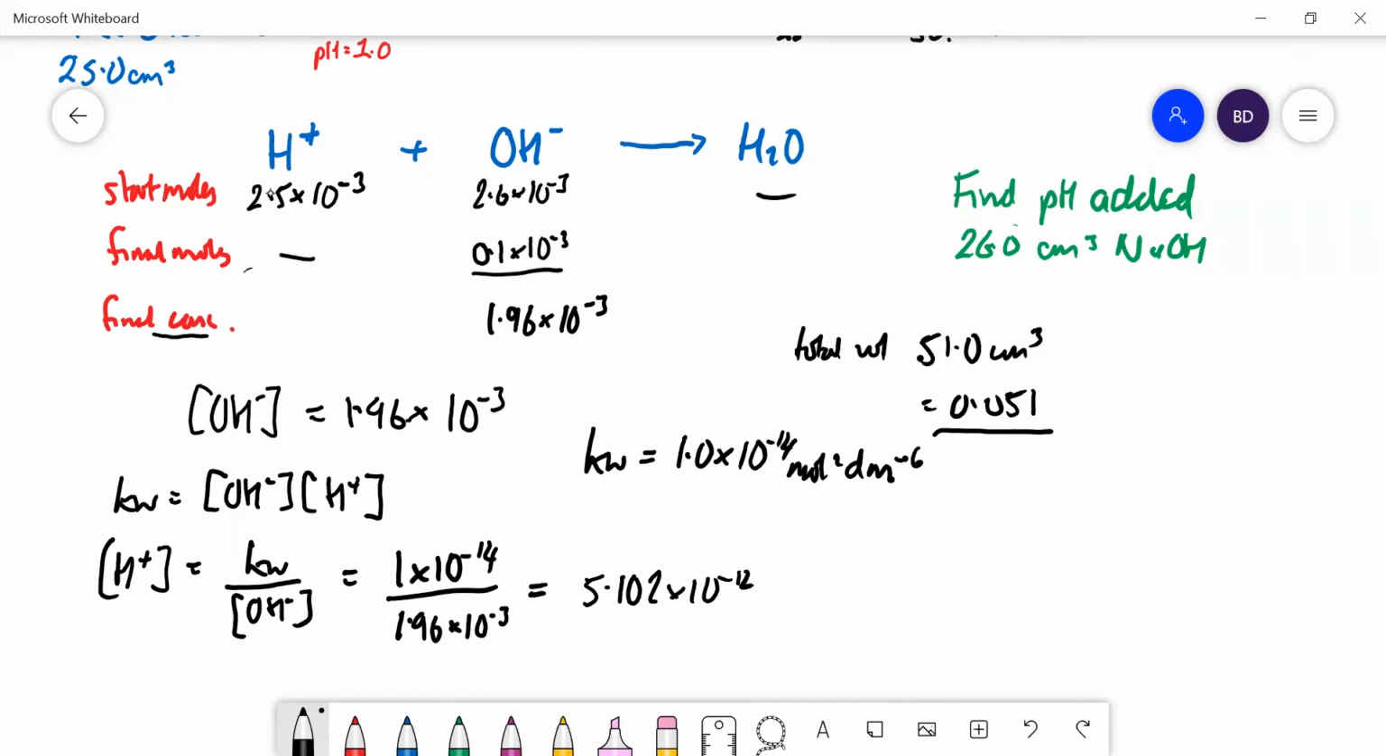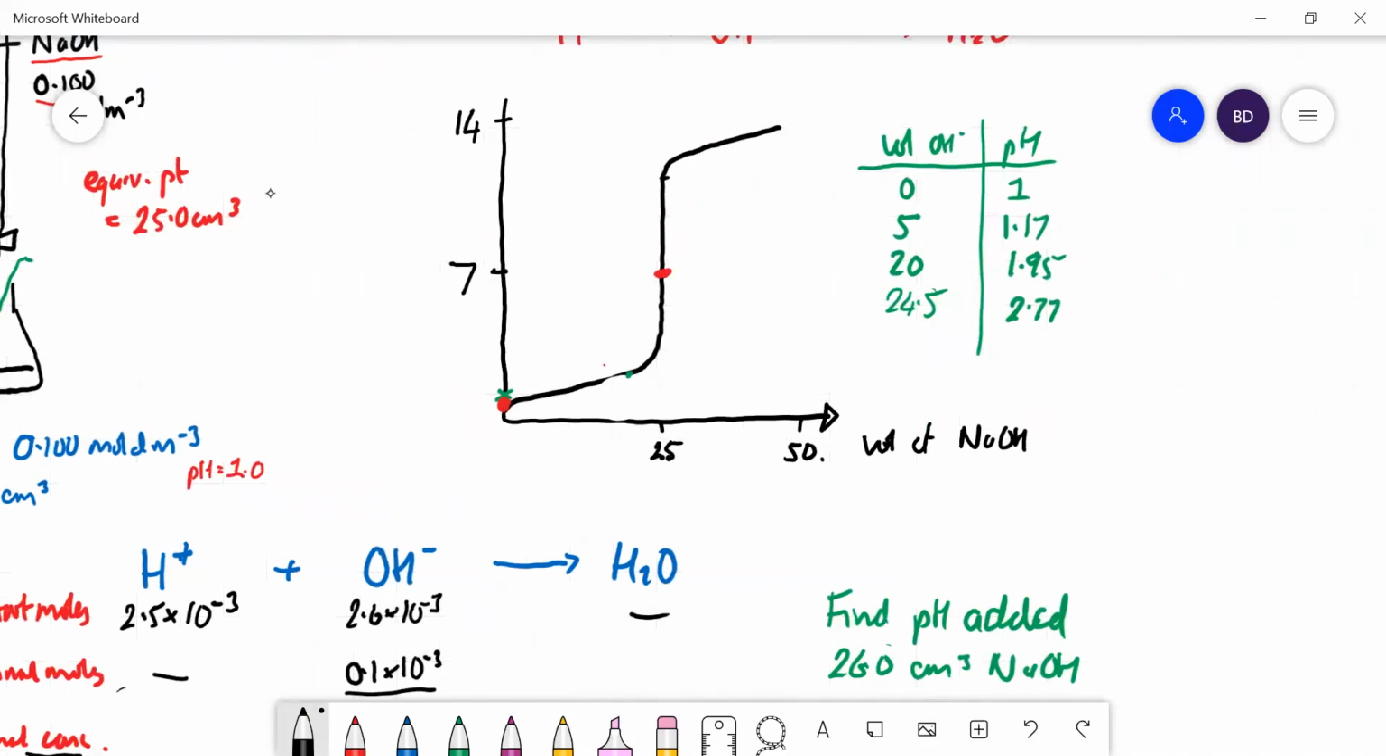Let's do a minus log to get the pH. The pH is then going to be 11.29. Okay, so let's put that in our little chart here. So we've only gone 1 centimeter cubed past the endpoint. 25 is the endpoint. It's 26, and it's gone all the way up to 11.29, and that is there, of course, that's 7. So we're somewhere up here.